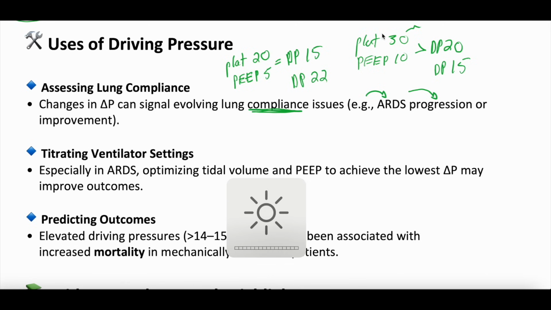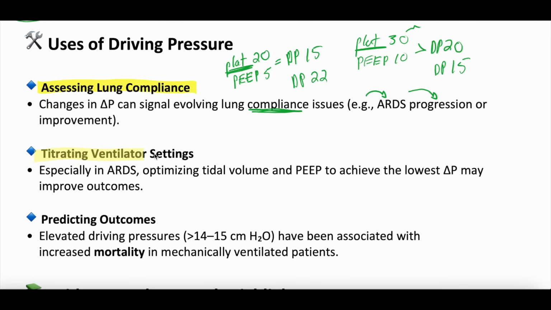Okay? So if you're not making adjustments, honestly, you can track the plateau pressure too. But a lot of times things are a little more complex and driving pressure can be a helpful surrogate. It can be an indication of how the lungs are evolving from a compliance standpoint, either worse or better. Okay, so assessing lung compliance.